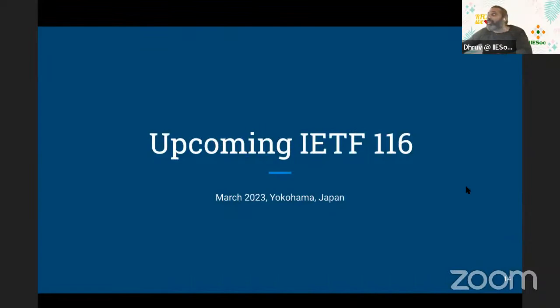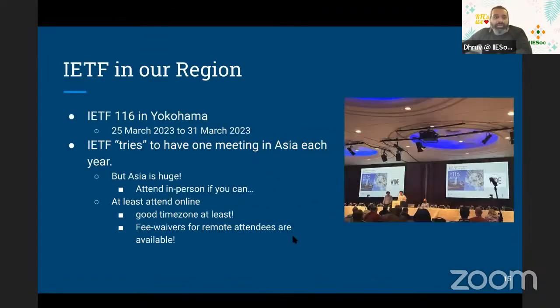Now let's look at the upcoming 116, which is in Yokohama. So this meeting is in our time zone. If you are not already attending in person, of course nothing beats attending in person, but do attend online. At least we'll have a good time zone this time. And if getting approval to attend is an issue, fee waivers for remote attendees are available. Please don't feel shy. Please use this to participate.